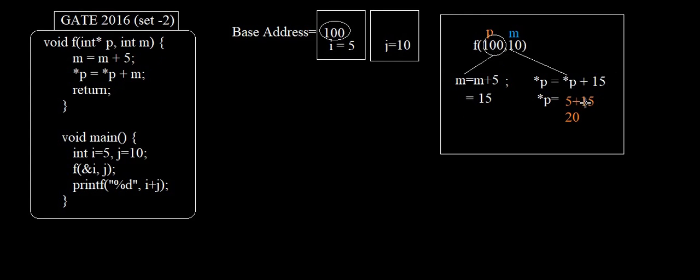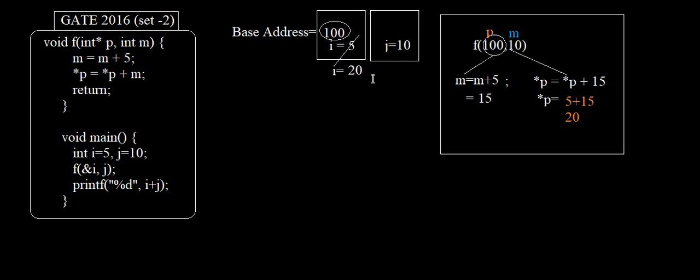p is 100. So go to the address 100 and fetch the value at the place of 100, which is 5. Now place 5 here. 5 plus 15 gives you 20. Means we have to cancel 5 and place 20 here.